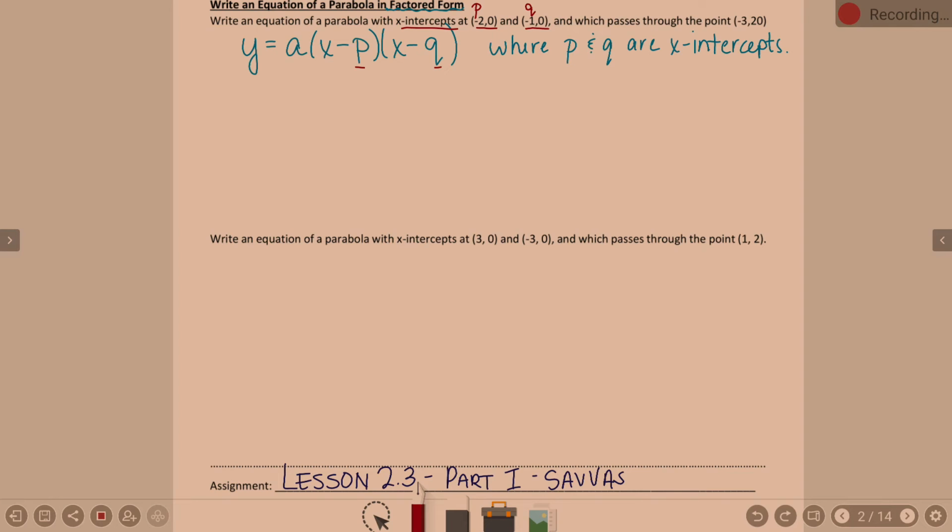So what I know right now, y equals, now, the thing I don't know yet is A. We'll have to come back and talk about A. X minus P, so X minus one of our x-intercepts, which I'm going to say X minus -2, x minus q is x minus the other x-intercept, so x minus -1.